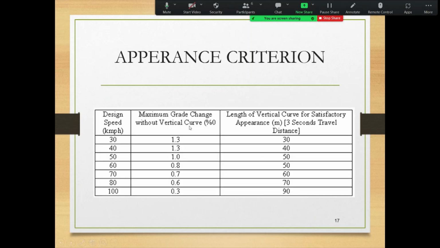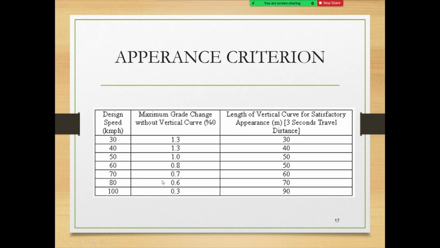So they have given, if your design speed is 70, the maximum grade change without a vertical curve is 0.7. If your grade change is less than that, you don't need a vertical curve. If your design speed is 50, and your grade change is less than 1%, say one gradient is 4% and the other gradient is 3.5%, so your grade change is 0.5%, then you don't need a curve. And this is the length of vertical curve for satisfactory appearance.